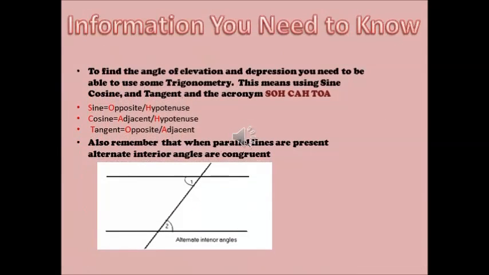Some information you need to know. To find the angle of elevation and depression, you need to be able to use trigonometry. This means using sine, cosine, and tangent, and the acronym SOHCAHTOA. Sine equals opposite over hypotenuse, cosine equals adjacent over hypotenuse, and tangent equals opposite over adjacent. Also remember that when parallel lines are present, alternate interior angles are congruent.